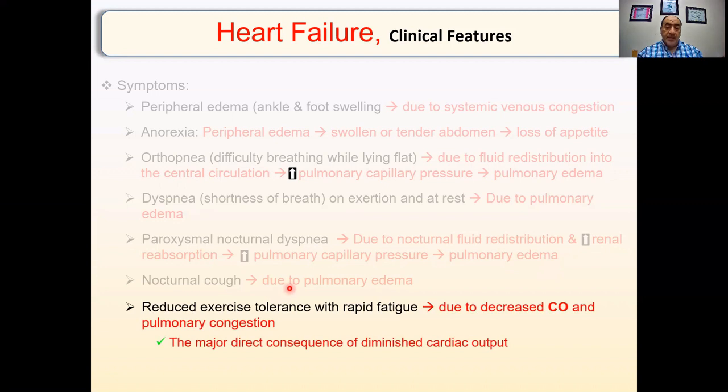Reduced exercise tolerance with rapid fatigue. The normal person, when you exercise, no problem. But these patients, if you remember when we talked about the cardiac reserve, cannot increase the cardiac output 3 to 5 times. So that's why they have this reduced exercise tolerance, due to decreased cardiac output and also pulmonary congestion. There is no good exchange of gases. So it's the major direct consequence of the diminished cardiac output.